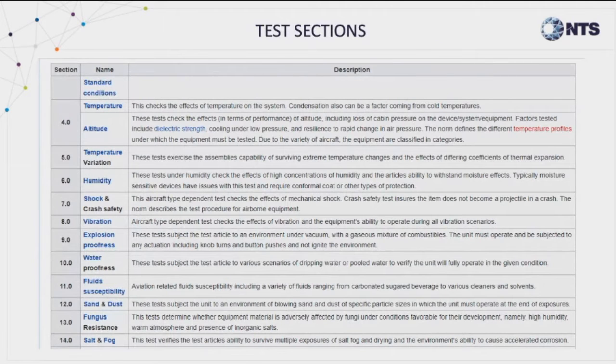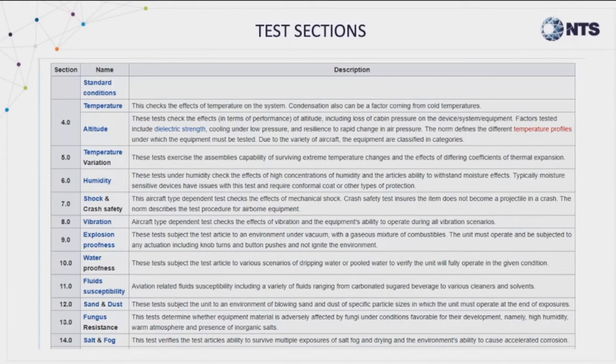So, a little rundown real quick of what each section is. When we talk about temperature and altitude, it is truly just temperature. Can you handle the extremes, the hot, the cold that you're going to see in that environment, as well as the altitude? 70,000 feet, is your product going to have an issue operating in that vacuum environment?